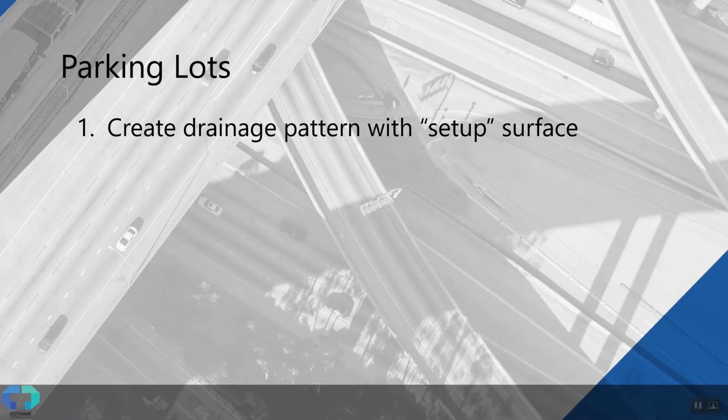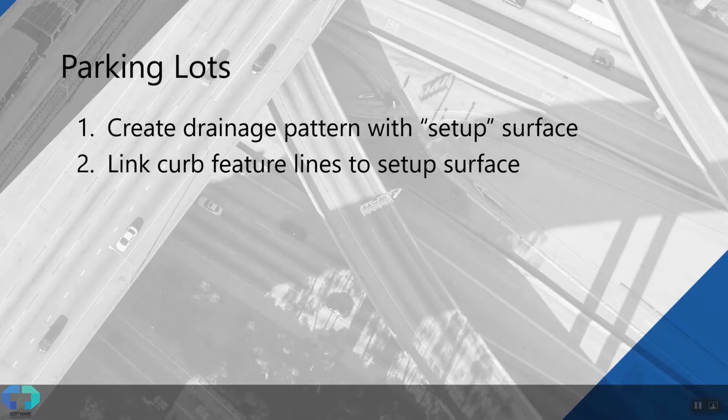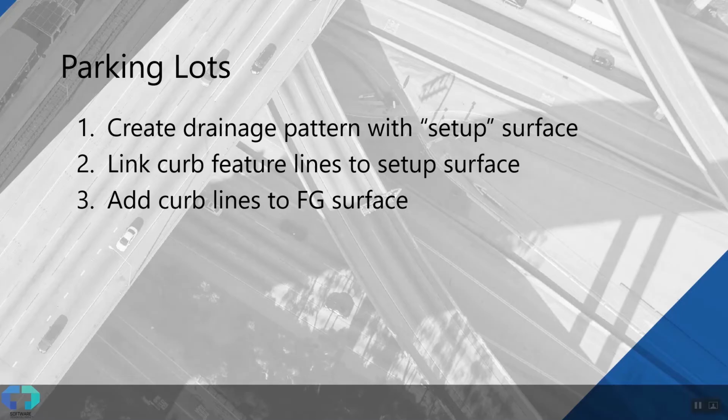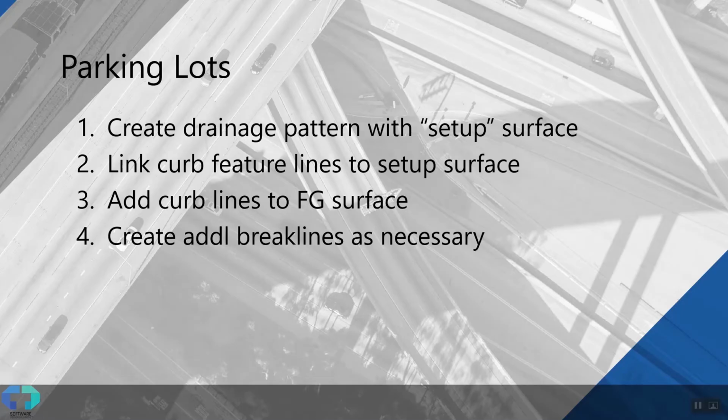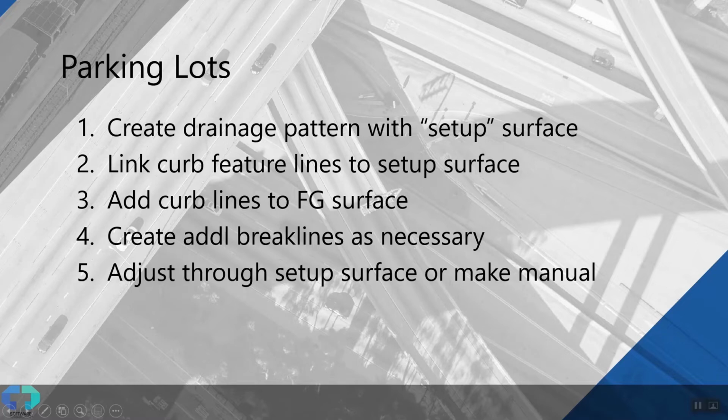So parking lots, we're going to create a drainage pattern with a setup surface. We're going to link the curb feature lines, which are those ones you saw there, to the setup surface. We're going to use a relatively new feature where you can make feature lines relative to a surface, such that if the surface changes, the feature line vertices will change with it. We're going to add those curb lines to the exact same finished grade surface we put the pond break lines in. Remember those secondary break lines we made? We're going to have to do a couple of those in here.